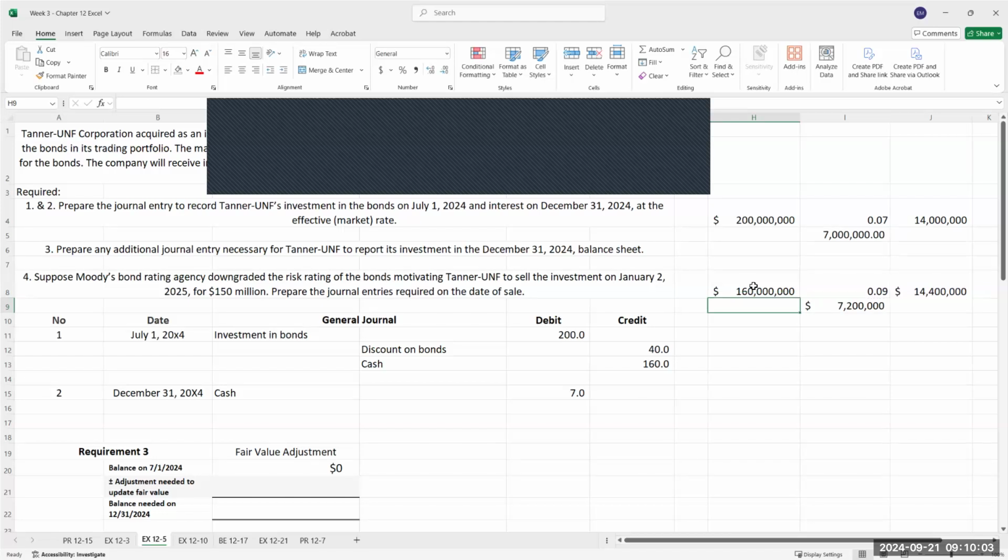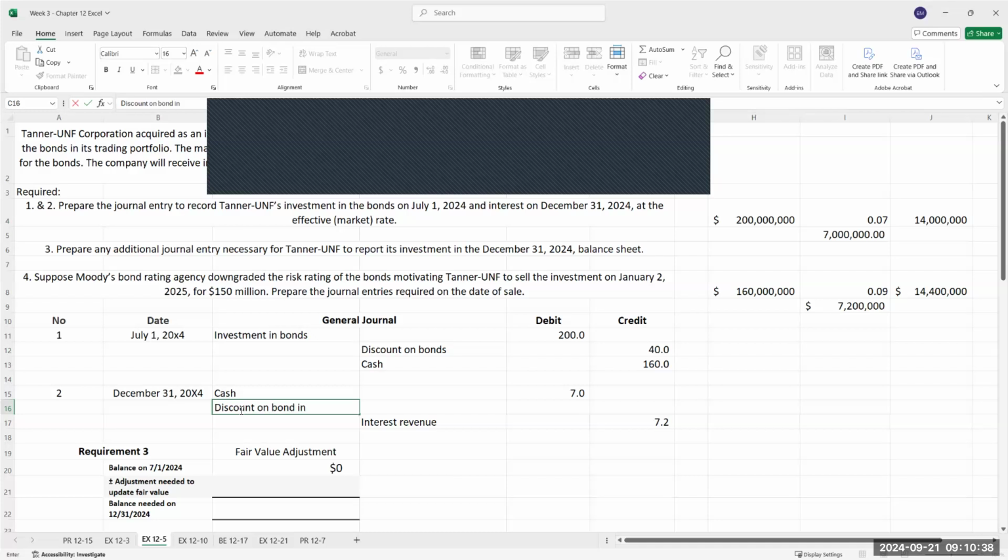So we paid 160 million. The market would give us 9%. That would be $14,400,000 each year. And if we divide it by 2, it would be 7.2 million. So therefore, the interest revenue that we've earned is 7.2 million. And the difference between the two represents the discount on bond investment that is going to be amortized each time we receive a payment. So discount on bond investment. So 0.2 would represent the discount on the bond investment.